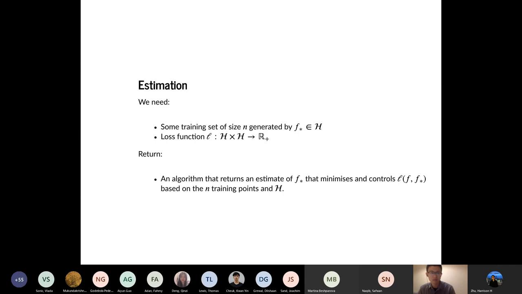So yeah, just a bit of words about estimation. As I just said, we've got some training set of size n. So we've got n data points, n x's and n y's. And they come from some real model, which I denote by f sub star. Then we choose some loss function L. This loss function, as I said, can be the squared loss. Then fitting a model is just some algorithm that returns an estimate of this true model f sub star, which minimizes and controls the loss, right? So that's essentially the goal of fitting a model. If we go to the next one.